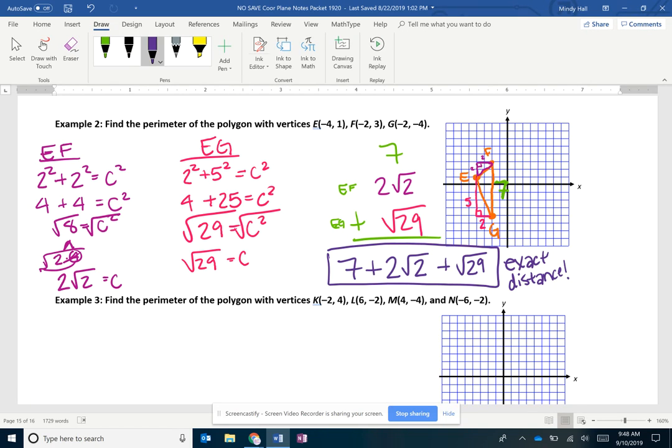If I wanted the rounded version, then you would actually do like 2 times the square root of 2. What is it? And then what's the square root of 29? And then you would add all the decimals up.